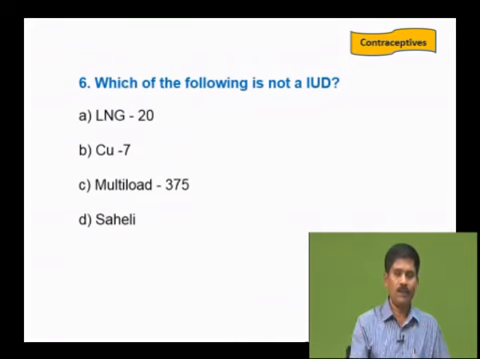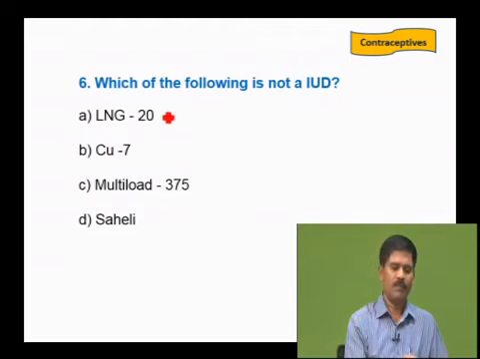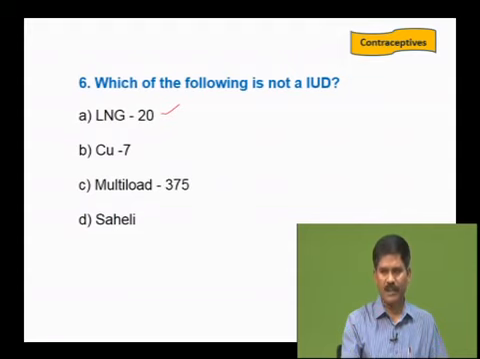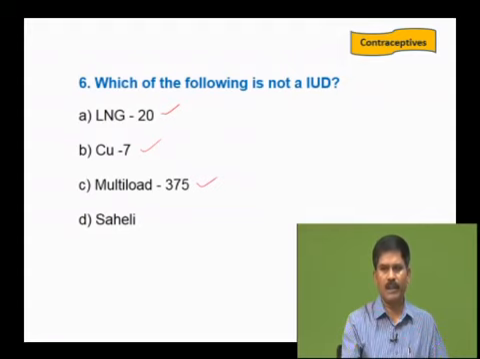Which of the following is not an IUD, intrauterine device? LNG20, it's a hormonal IUD. Okay. Then Copper 7, it's a copper releasing IUD. Multiload 375 is also a copper releasing IUD, but Saheli is a new oral contraceptive pill developed by CDRI Lucknow. So which of the following is not an IUD? D is the right option.